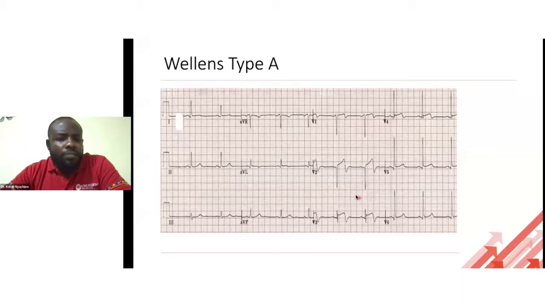Comes in, not in pain, but again, your alarm bells are up because he has all the risk factors for heart disease. Do an ECG, you get what we call biphasic T waves, especially in V2, V3, but this may actually extend throughout the precordial leads. It might span all the way from V1 to V6.